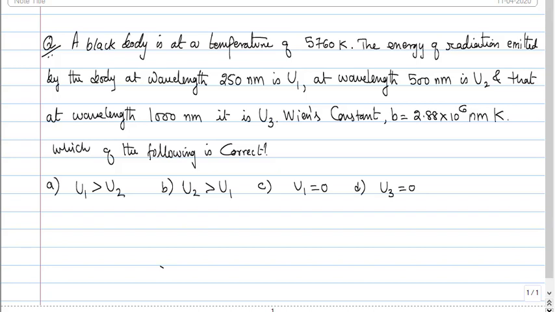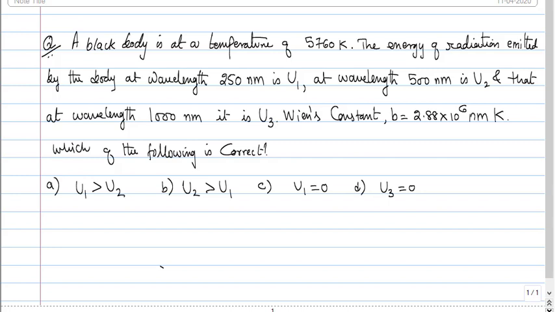Let us take one typical question. The question is from the black body radiation. The question is like this. A black body is at a temperature of 5760 Kelvin. The energy of radiation emitted by the body at wavelength 250 nanometer is U1, at wavelength 500 nanometer is U2, and that at wavelength 1000 nanometer it is U3. Given that the Wein's displacement constant B is 2.88 into 10 power 6 nanometer Kelvin.